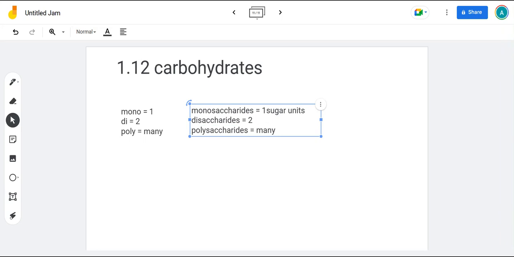Now the sugar unit, the most basic form, is a glucose molecule. Often we talk about glucose molecules because that's the one that you need to be able to draw, but you need to be aware that there are other types of sugar units as well. There are other monosaccharides. But it's just that alpha glucose is the one that you need to be able to draw, which is why we talk about that one the most. So they're the names of our carbohydrate molecules. Monosaccharides are made of one sugar unit, disaccharides are made of two, and polysaccharides are made of many.